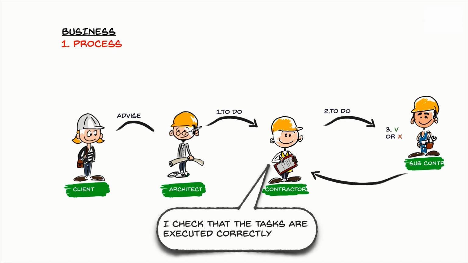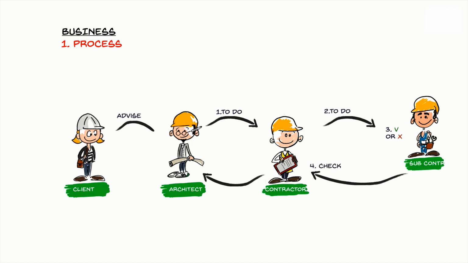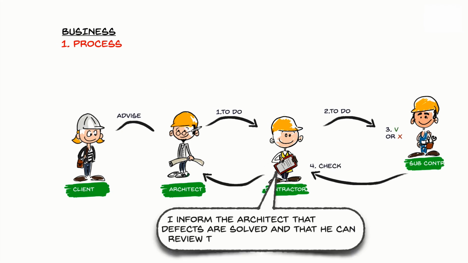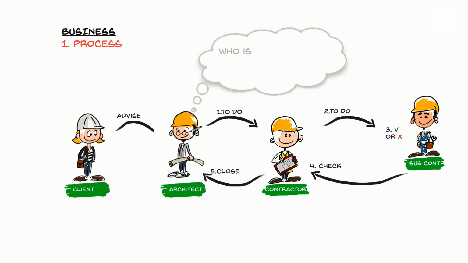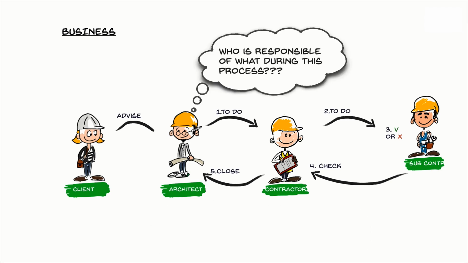Once the tasks are finished, the contractor will perform a quality check and usually informs the architect he can review and close the open remarks. The architect closes all the remarks and documents them appropriately. So far so good, nothing new. But who is responsible for what during this process?